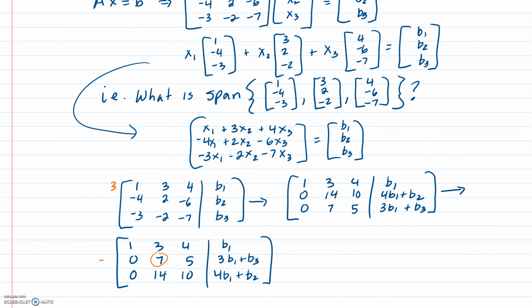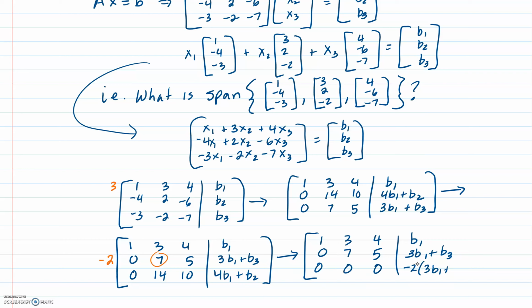So I'm going to multiply the second row by -2 and add it to the third, where the last column is going to be in terms of B1, B2, B3. So that's going to be 0, leaving the first 2 rows alone, 0. Oh, this will be 0. Uh-oh. This one will be a 0, 2. And then we're going to get -2 times 3B1 plus B3, and then added to 4B1 plus B2.